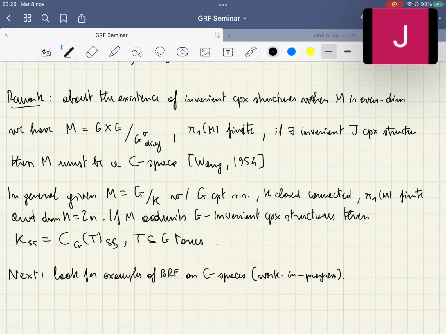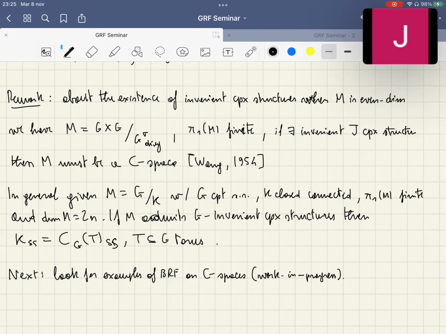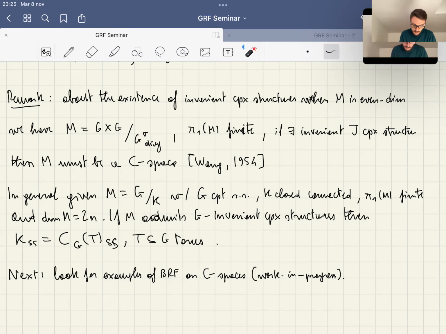Can you remind what the definition of C space is? Yeah, it's just a compact complex homogeneous space with finite first fundamental group, which admits a transitive action of a real compact group. I see. Okay. Thank you. So if any of our examples admits an invariant complex structure, then it has to be a C space. And so this condition has to be fulfilled.